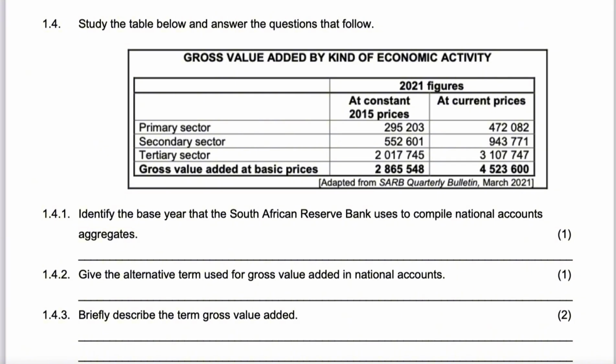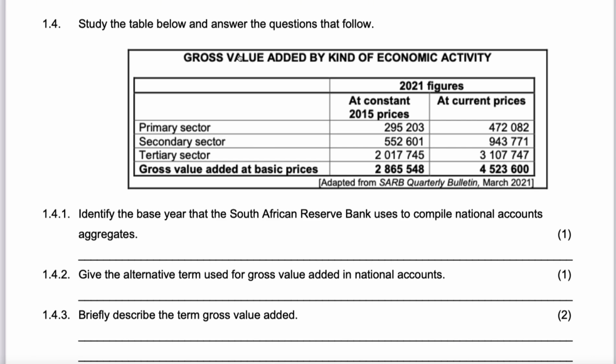Now, this is data response, so let us study the data provided and then we respond. Study the table below and answer the questions that follow. What we see here is gross value added, so already, if we see GVA, we should instantly start thinking about the production method, because it's the one that we normally call the value added method. To say GVA is more or less the same as saying GDP, but it's more of saying the production method, because that's the one that uses the value added method.